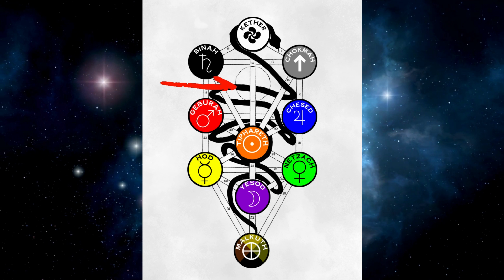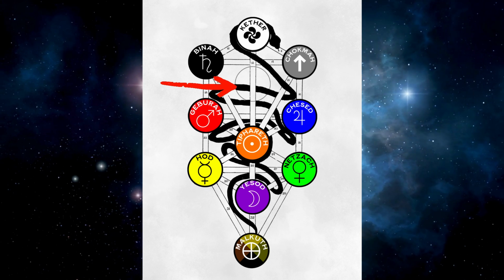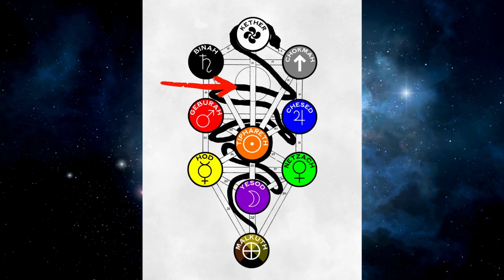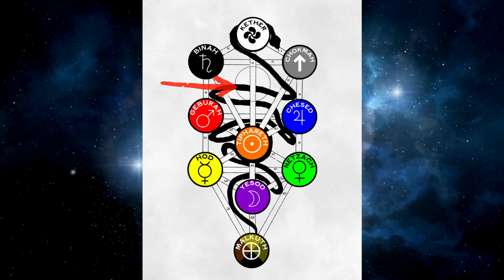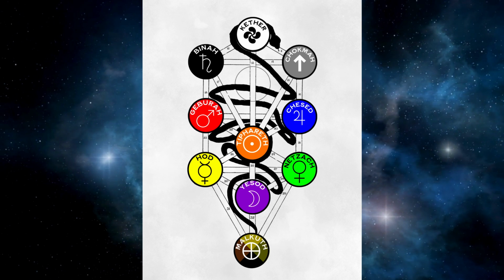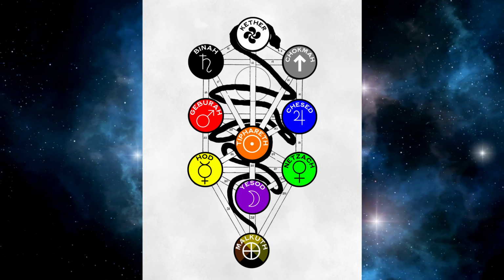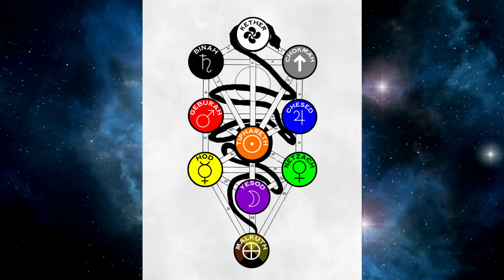Da'at is that hidden sphere that is just below the supernal triad of Kether, Hokmah, and Bina, where we aim to awaken from our slumber. To achieve this, we follow the serpent path up the tree and out of the dream. As we follow the serpent, we open ourselves up.